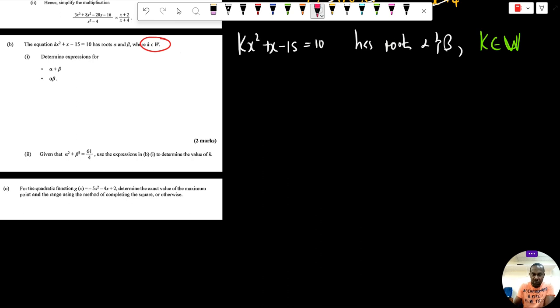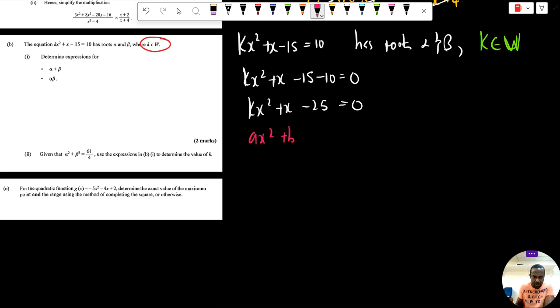Now, this quadratic, of course, is in the form ax squared plus bx. Well, let me do something else first. We have a 10 on the right hand side, so let's bring it across so we can put it in the form ax squared plus bx plus c equals 0. Doing that, we get kx squared plus x minus 15 minus 10 equals 0. And therefore, this becomes kx squared plus x minus 25 equals 0. So this quadratic is now in the form ax squared plus bx plus c equals 0.